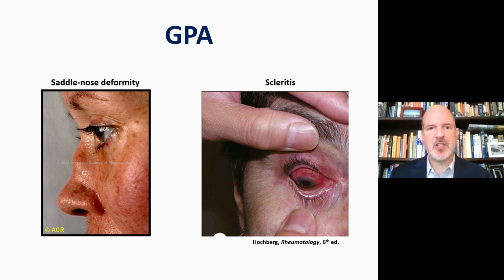We hope not to get to this point with nasal damage. Septal perforation is quite common, and sometimes there's progressive enough destruction that a saddle nose deformity occurs. We still do see that. This is one of the forms of eye disease in GPA. This is a vasculitic one called scleritis. It's a painful and often vision-threatening but treatable eye disease.